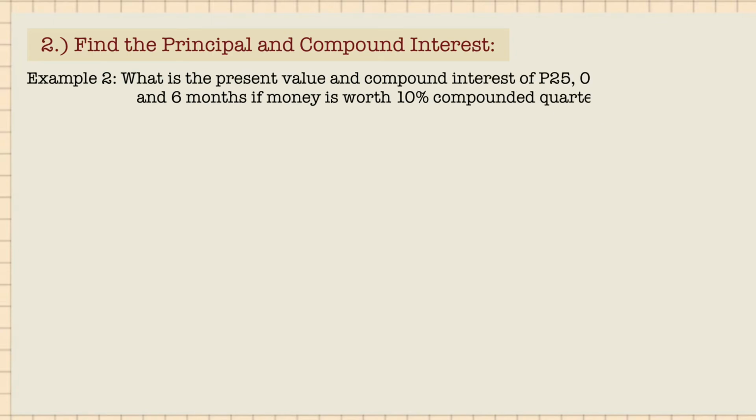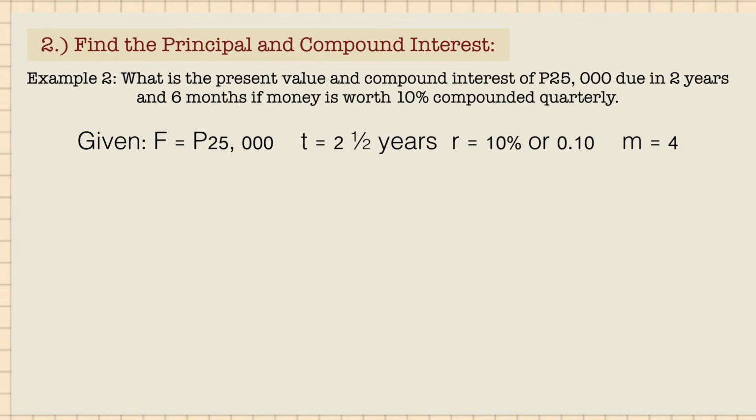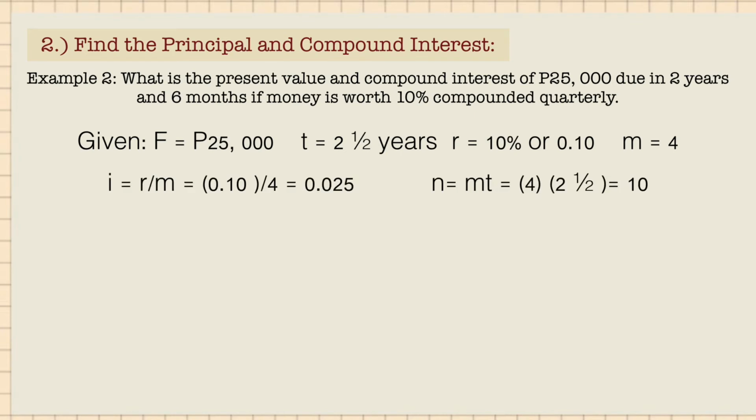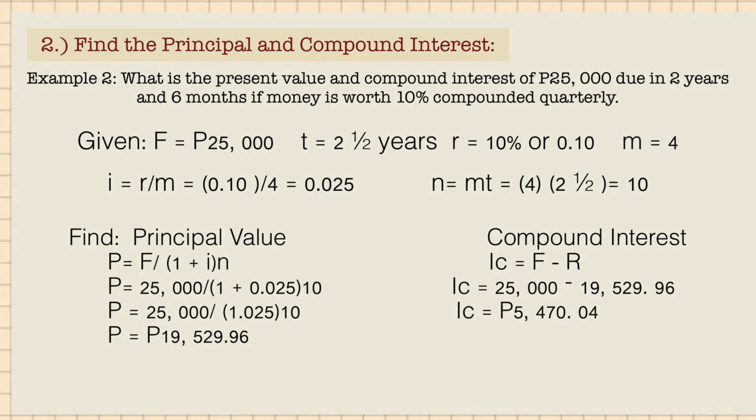Example number 2. What is the present value and compound interest of 25,000 due in 2 years and 6 months if money is worth 10% compounded quarterly? We have our given, which is F is equal to 25,000, T is equal to 2.5 years, R is equal to 10% or 0.10, and our M, which is equal to 4 because it's compounded quarterly. We have our I, which is 0.10 over 4, which gives us 0.025, and our N, which is 4 times 2.5 equals 10.